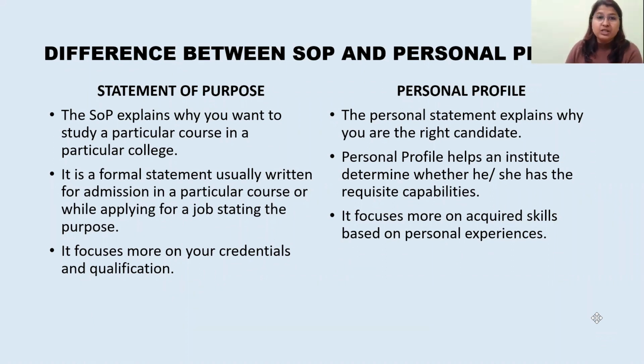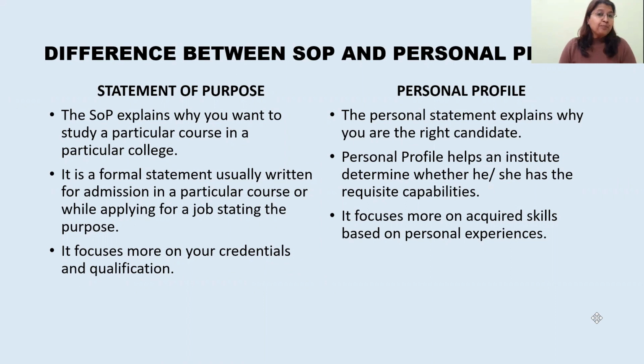Your academic achievements, qualifications, your extra achievements, if you have participated in any extracurricular activity, or you have got a position or a prize, or you have done something for the community, any social service, all that has to be mentioned in the personal profile. SOP is a formal statement usually written for admission in a particular course or while applying for a job, stating the purpose. This I have already discussed. Personal profile helps an institute determine whether he or she has the requisite capabilities.